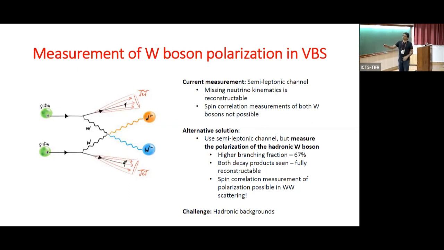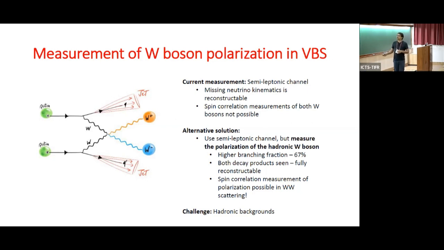So now what you can do in semi-leptonic measurements is use the hadronic final states from this W. If you could, in principle, measure this polarization, you could get the spin correlation between these two Ws, and you can test for unitarity of longitudinal W scattering.